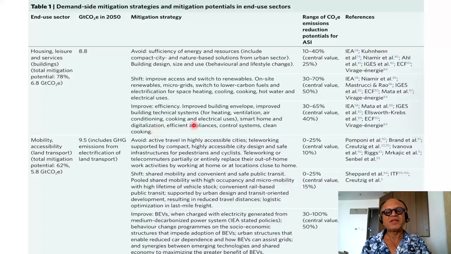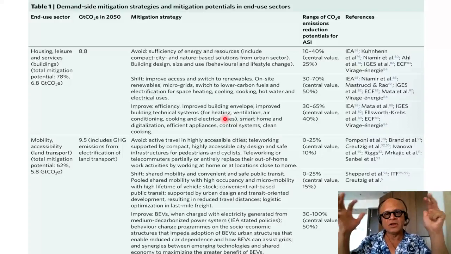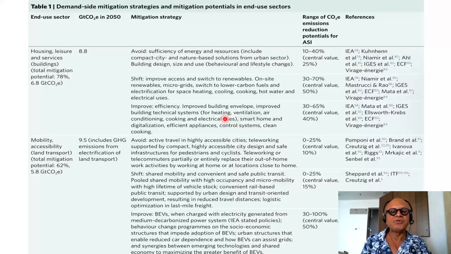potential. Under improvement, it includes efficiency, improved building envelope, so loss of cold and heat, improved building technical systems for heating, ventilation, air conditioning, cooking, and electrical uses, smart home and digitalization, so Internet of Things and Internet of Everything and so on, which is already happening. We have looked at these elsewhere. Efficient appliances, control systems, and clean cooking with the potential of 30 to 65% range of CO2 equivalent emission reduction, the central value of 40%.